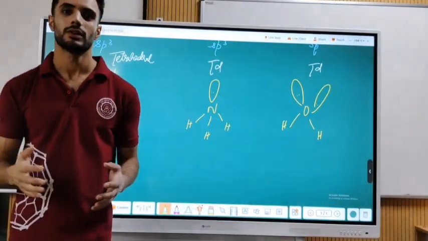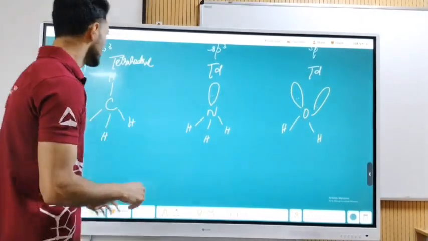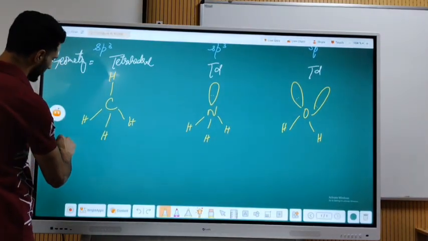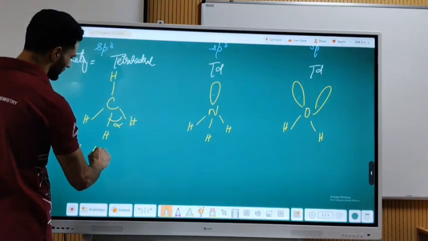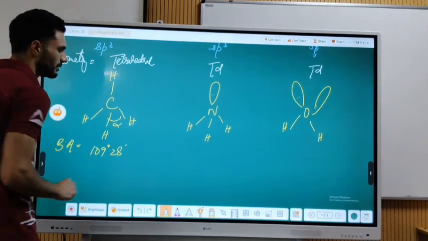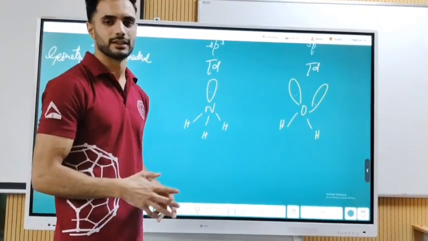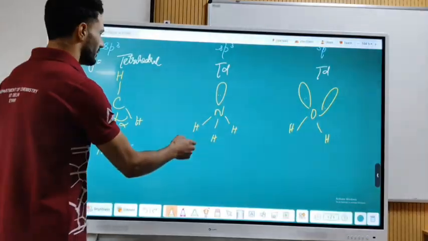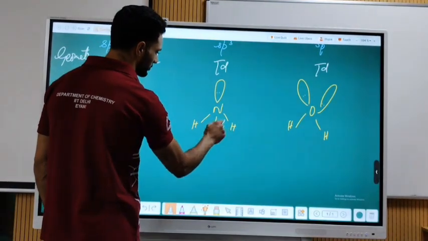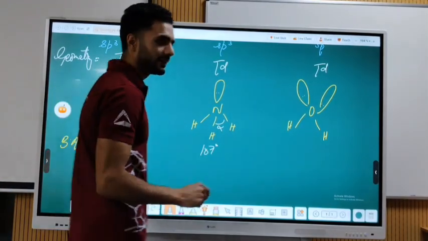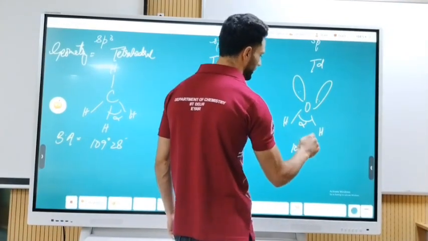Now, we know in tetrahedral the bond angle is equal to 109 degree and 28 minutes. So, according to valence bond theory, the bond angle between them, this alpha, should be 109 degree 28 minutes. Similarly, in case of ammonia, it should be 109 degree and 28 minutes, and similarly in water molecule. But it is found that the bond angle in ammonia, alpha, is 107 degree, and in case of water molecule, it's found to be 104.5 degree.